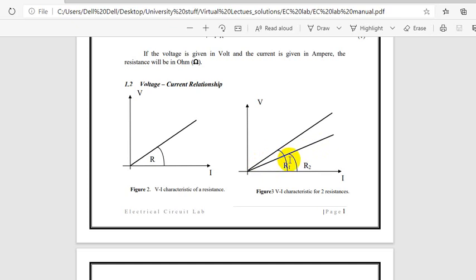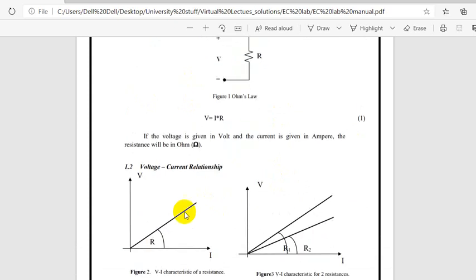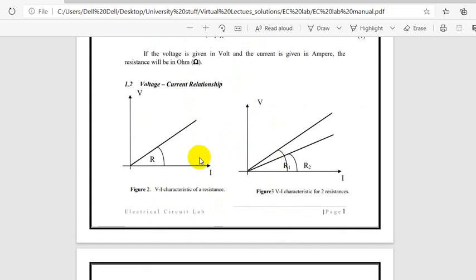Here you can see the value of the resistor is R1 and R2. Depending upon the value of the resistor, the characteristic will change. So in the first experiment we will verify these three things. First, V equals IR, with a 1 kilo ohm resistor, and how it changes when you change the resistor value.